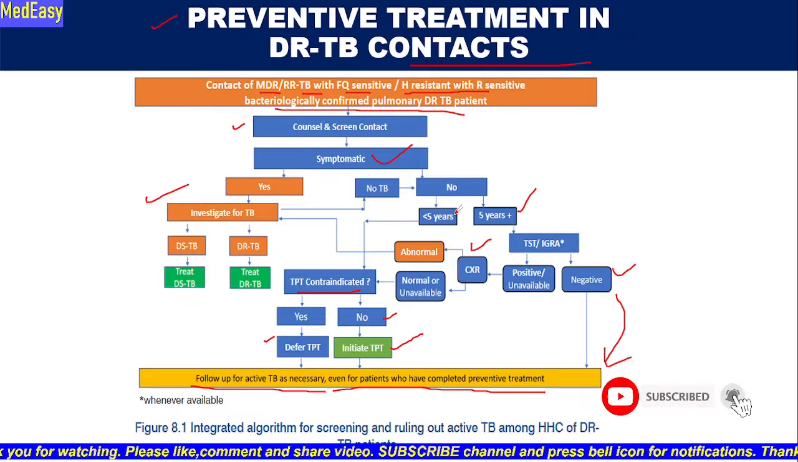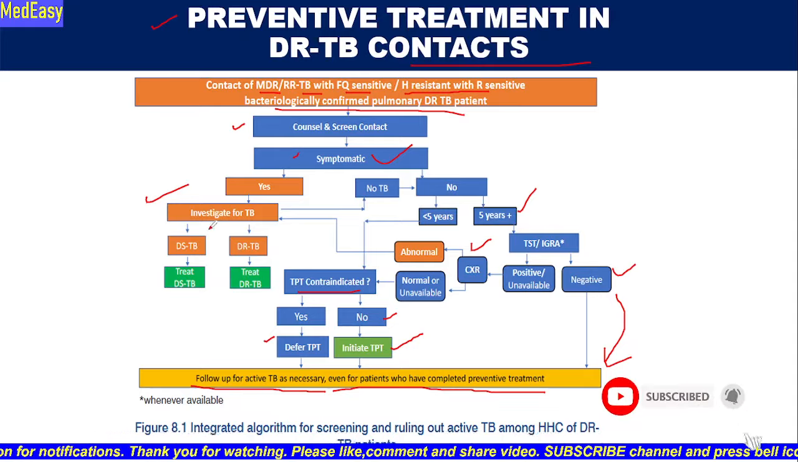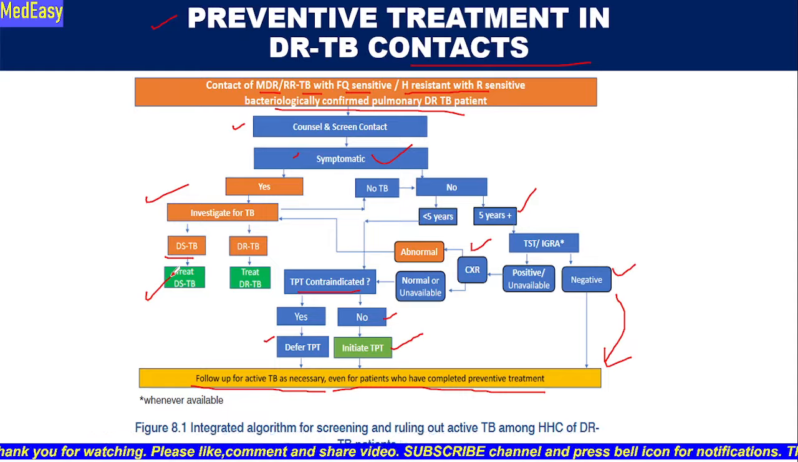But if the household contacts are less than 5 years of age, in those cases, without doing TST or IGRA, we will straight away provide them TPT, that is preventive therapy, if that is not contraindicated. Fine. And obviously, if the household contacts of the case are symptomatic, then we will investigate for TB. If they have drug sensitive TB, they will be treated as drug sensitive TB, and if they turn out to be drug resistant cases, then they will be treated as drug resistant TB cases as per the current guideline that we are following.